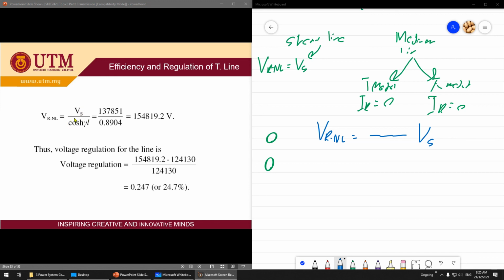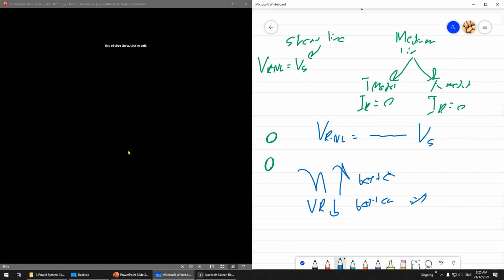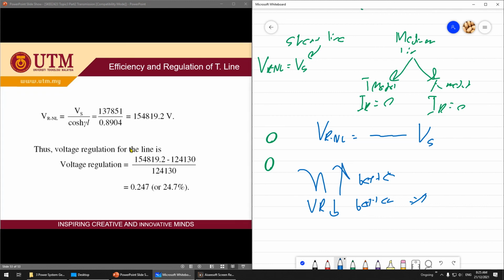So the voltage is Vs divided by cos YL. This one is out of your syllabus. And also you can see here the voltage regulation is quite bad. For efficiency, higher is better, but for VR voltage regulation, lower is better. So this one is actually very bad. For long distance, the voltage drop is quite significant and it is very bad. I think that's it for transmission line.